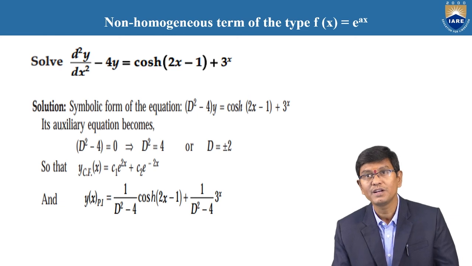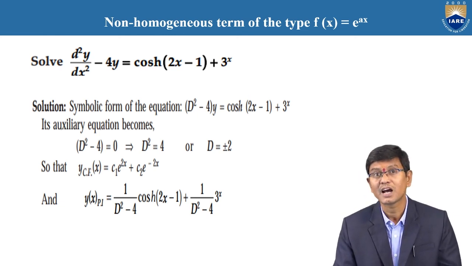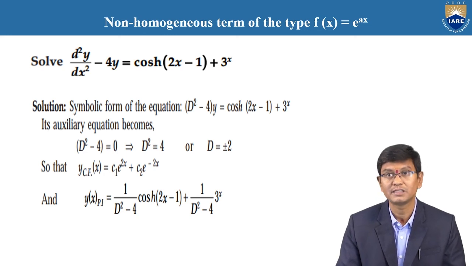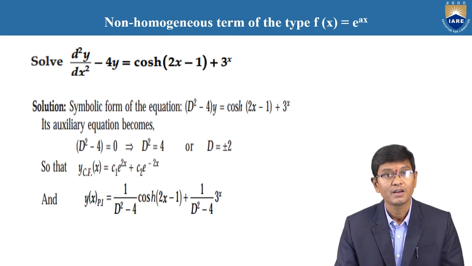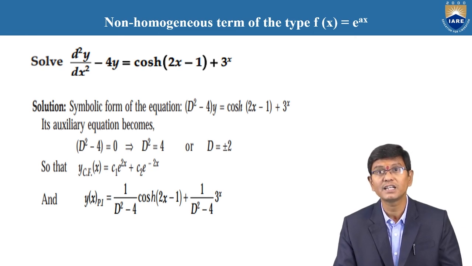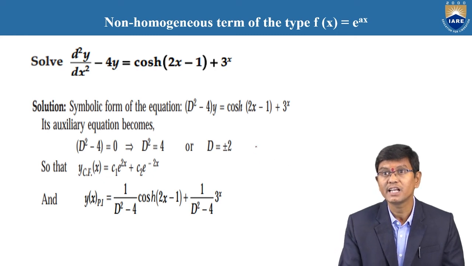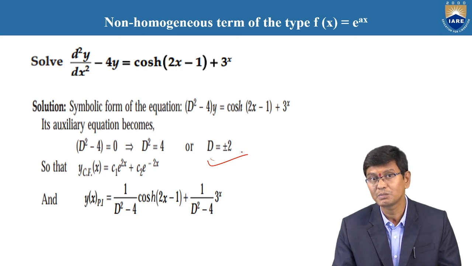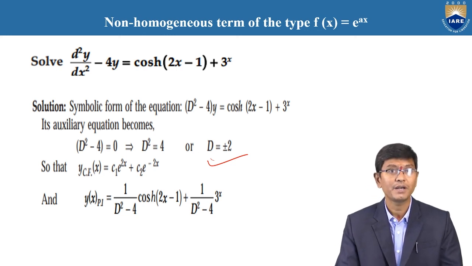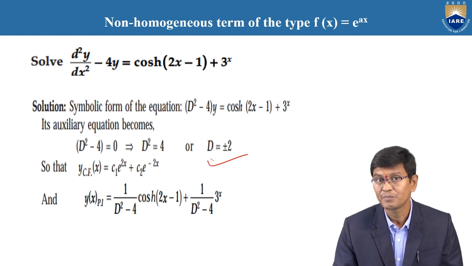Now we need to solve d^2y/dx^2 minus 4y equal to cosh(2x minus 1) plus 3^x. This is a different problem. In operator form, solving the left side, we get D equal to plus or minus 2, so the complementary function is c1 e^2x plus c2 e^(minus 2x), because the roots are not repeated, they are distinct roots.